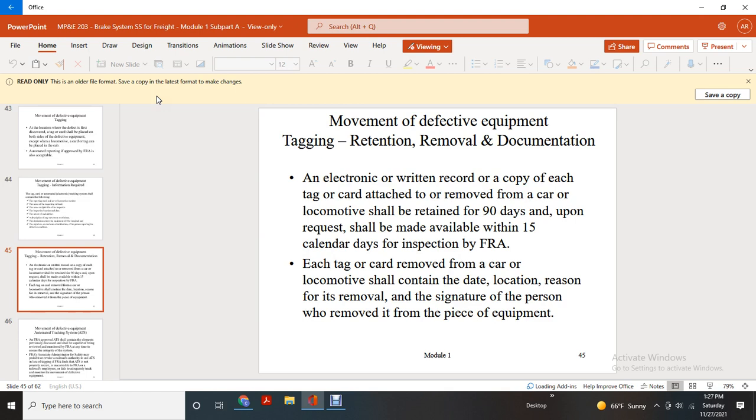Movement of defective equipment: tagging retention and removal. The document or electronic written record, with a copy of each tag of the car or locomotive, shall be retained for 90 days and, upon request, shall be made available within 15 calendar days of the inspection to the FRA. Each tag removed from a car or locomotive shall contain the date and location, the reason for removal, and the signature of the person who removed it from the equipment.